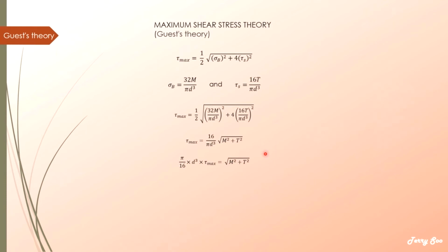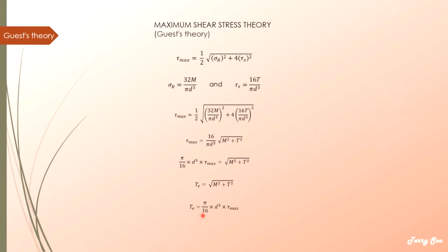These are all mathematics. If we take this term here to be equal to Te, this whole thing here to be equal to Te, then we have Te equals to this, and Te also can be equal to this. So what is Te? Te is known as the equivalent twisting moment. So now, when to apply this formula?